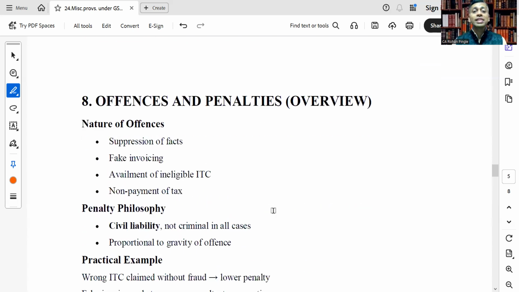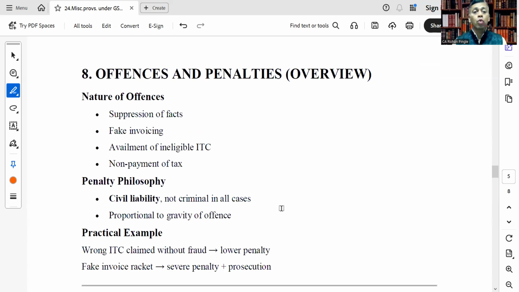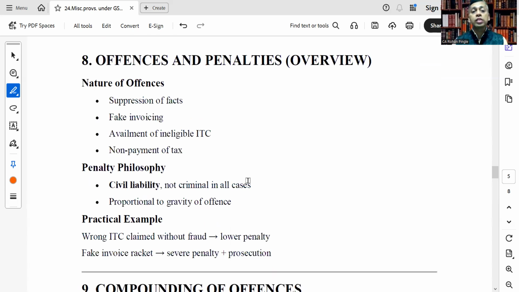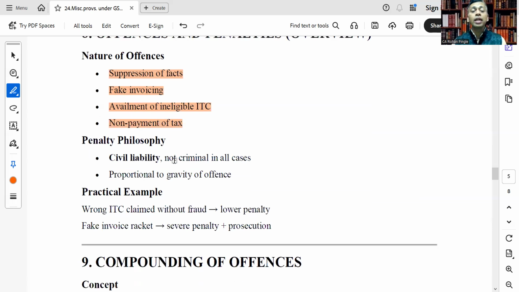Next, offenses and penalties overview. Let's understand the nature of offenses. What are the offenses? Suppression of facts, fake invoicing, availment of ineligible ITC, non-payment of tax. So these are the offenses. So what is the penalty philosophy? Civil liability, not criminal in all cases. There are exceptions. Penalty is proportional to the gravity of the offense.